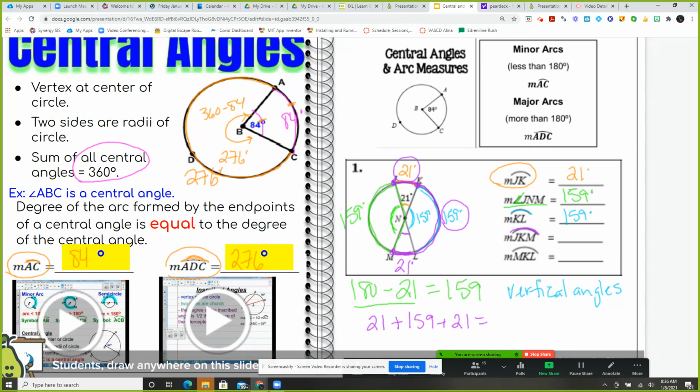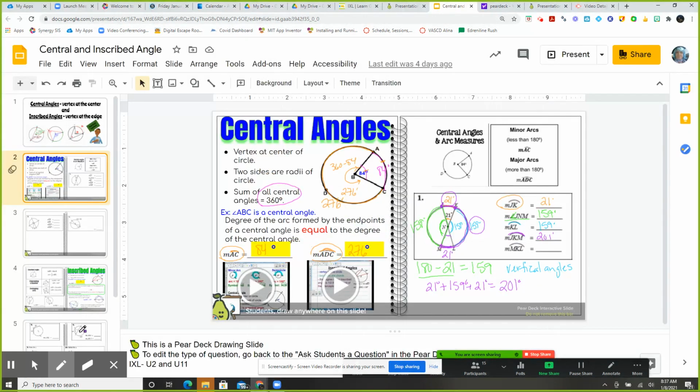In my head, I feel like that should be 201. Is it 201? Yes. Awesome. And remember, these are all degrees. 201. So now MKL, you think about that while I get a new color.